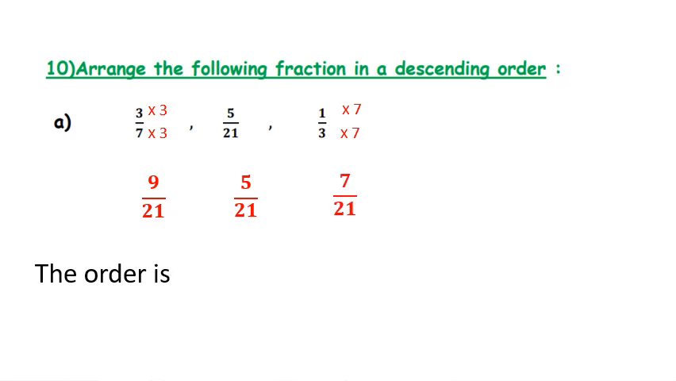Let's arrange in descending order. Where is the greatest here? It will be 9 out of 21. And after that, 7 out of 21. And the last one will be 5 out of 21. I can leave the answer this way, but you can also return the fractions to their original form: 9 out of 21 is 3 out of 7, 7 out of 21 is 1 out of 3, and 5 out of 21 stays 5 out of 21.